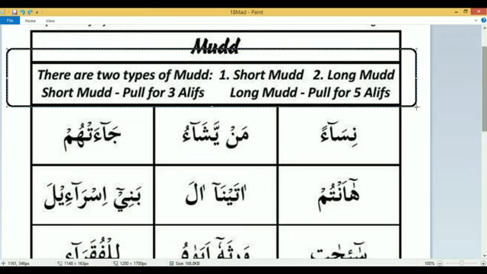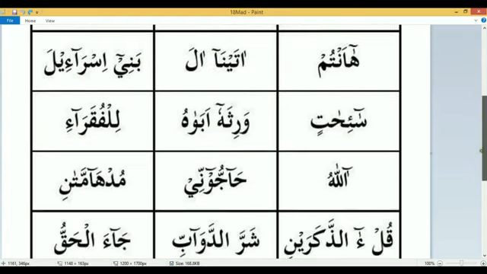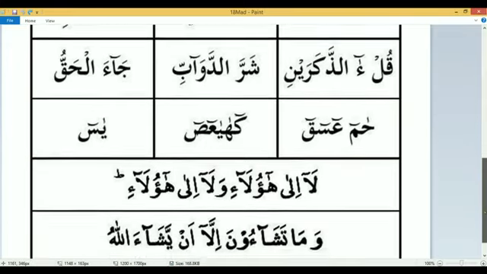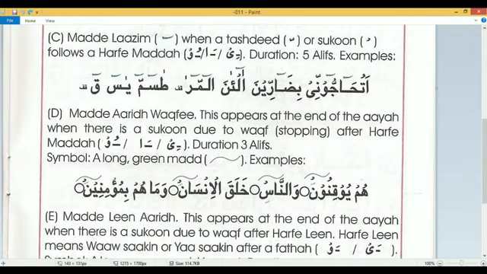Here you see it says there are two types of mad: short mad and long mad. How are we going to know which one is the short mad and which one is the long mad? Because here they did not point out any. So I'm going to show it to you.